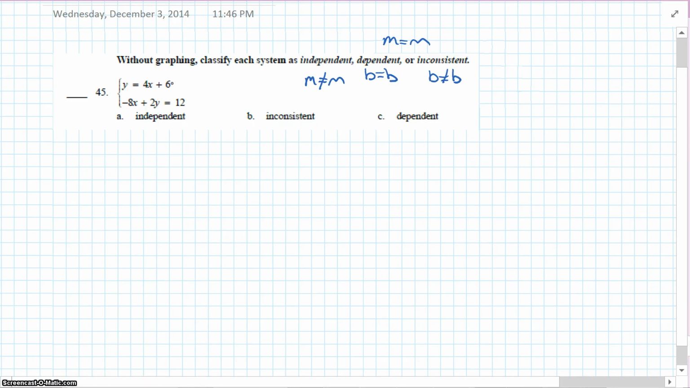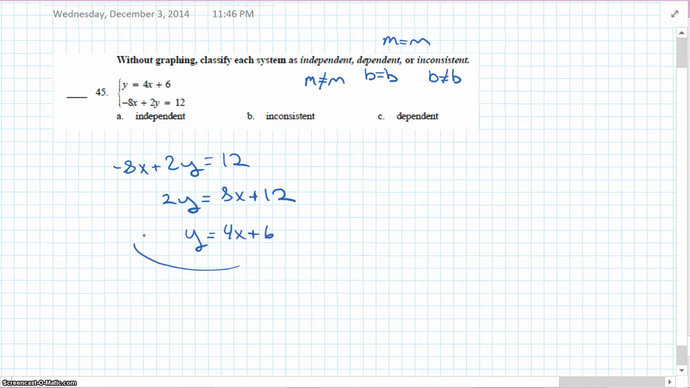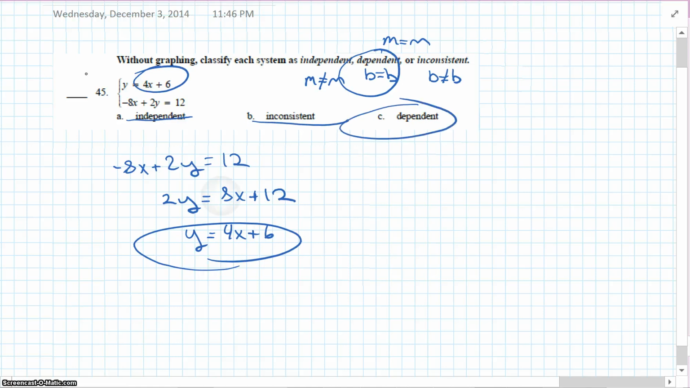So, I already got the first one in y = mx + b. Let's get the second one in that. So, -8x + 2y = 12. So, going to add 8x to each side. So, 2y = 8x + 12. Divide each side by 2. y = 4x + 6. It is the exact same line. So, since the b equals b and the slopes equal the slopes, it's dependent. So, which one of these says dependent? That one does. So, 45, the answer is C.